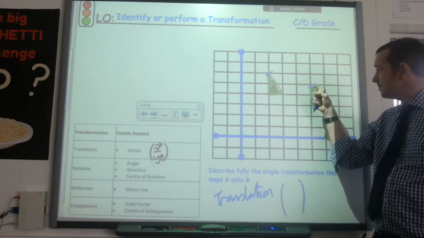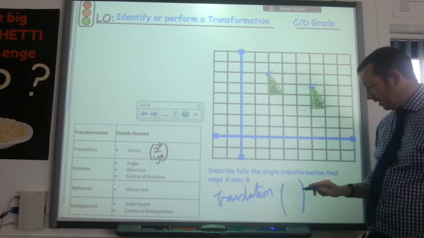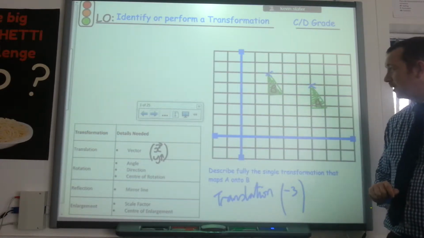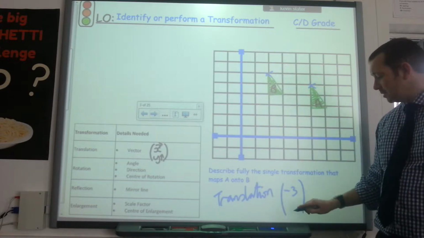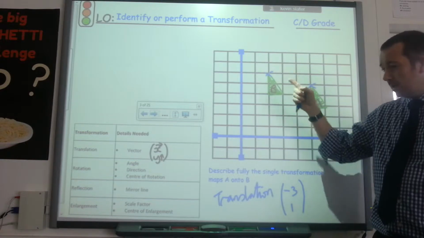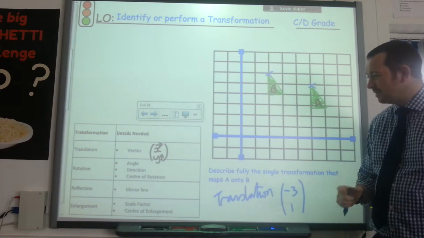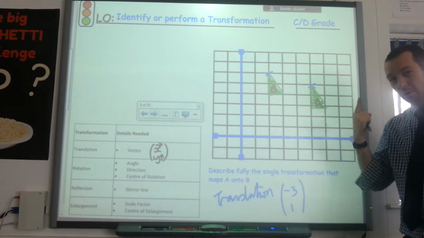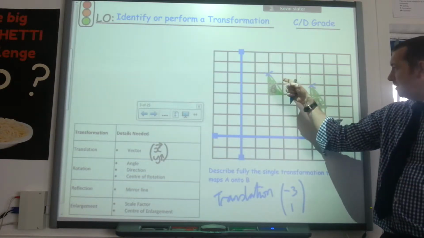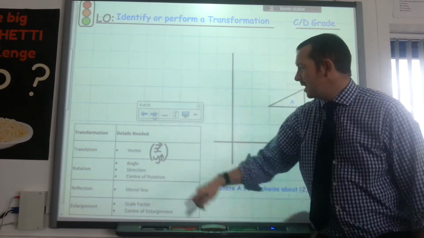So if I pick a corner, this corner has gone back 3. If it's gone to the left 3, the top number needs to be a negative 3. And then it's gone up 1, so that's still a 1 there. So it's gone minus 3 and then 1. Remember, the top number tells you how much you've gone to the right, so if you need it to go left, it needs to be a negative. The bottom number tells you how much you've gone up, so if you need it to go down, it needs to be a negative. So back 3 and up 1, so it's minus 3 and up 1. So that's translation. Next one.